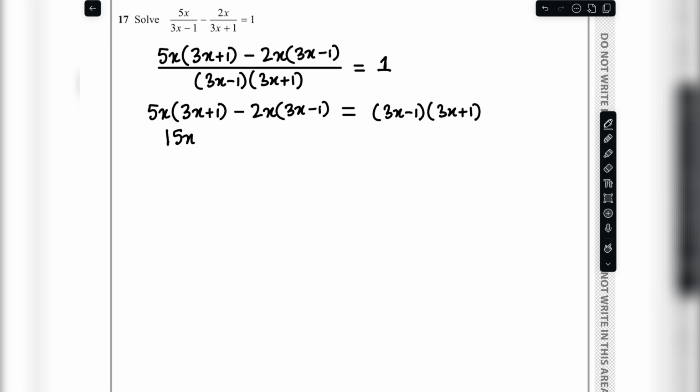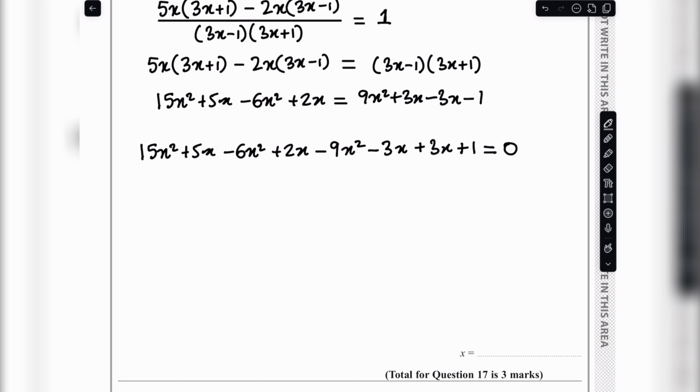So we have 15x squared plus 5x minus 6x squared plus 2x, and that equals 9x squared plus 3x minus 3x minus 1. And once we move all the terms on the right hand side of this equation onto the left hand side, and after simplifying the left hand side of the equation, we are left with 7x plus 1 equals 0. So if we subtract 1 from both sides, we have 7x equals minus 1, and x equals minus 1 over 7. So the final answer is minus 1 over 7.